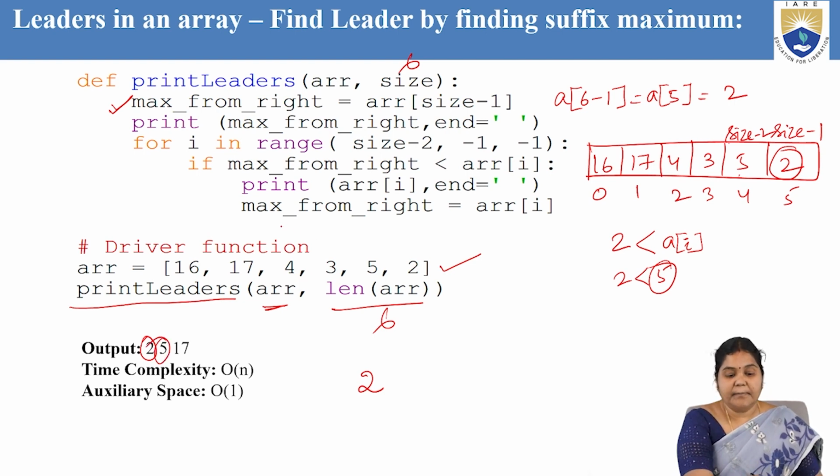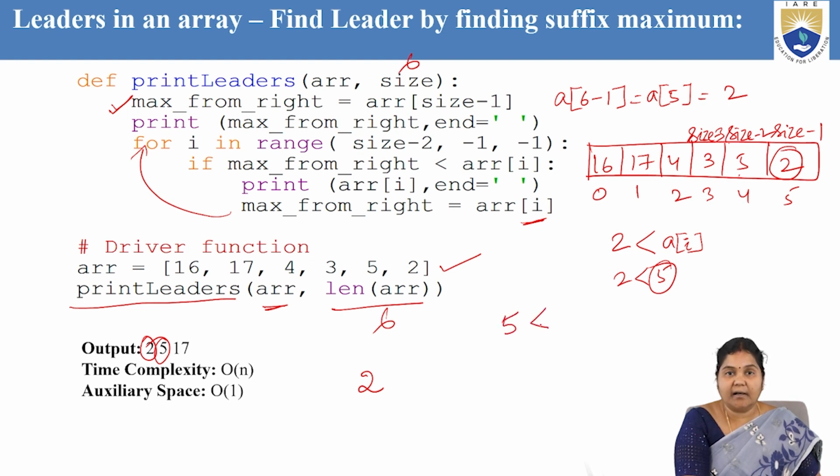Okay, and the maximum element from the right is A of I. So we found our next maximum element from the right, which is nothing but A of I, which is 5. Now if you run the loop again, the next element we are going to consider is 3. So the maximum from the right is at present 5.